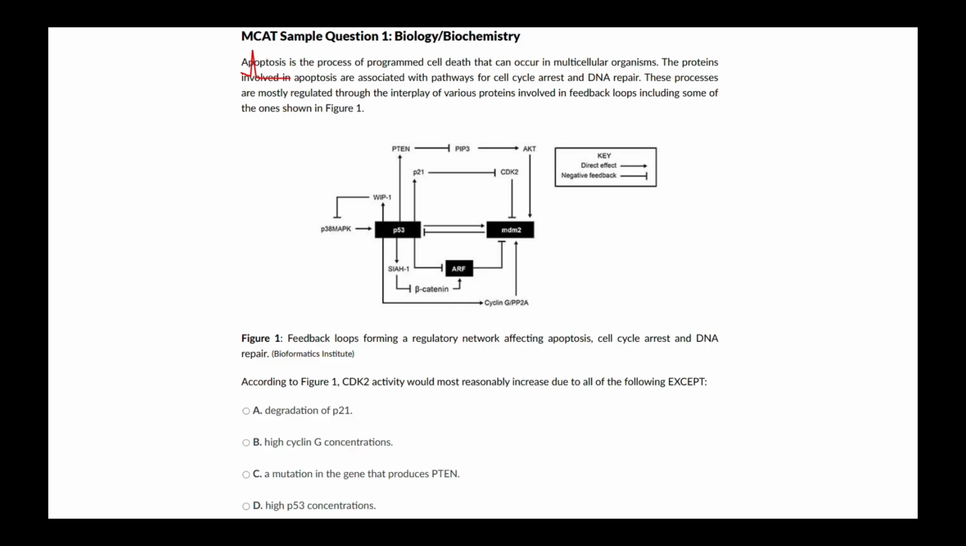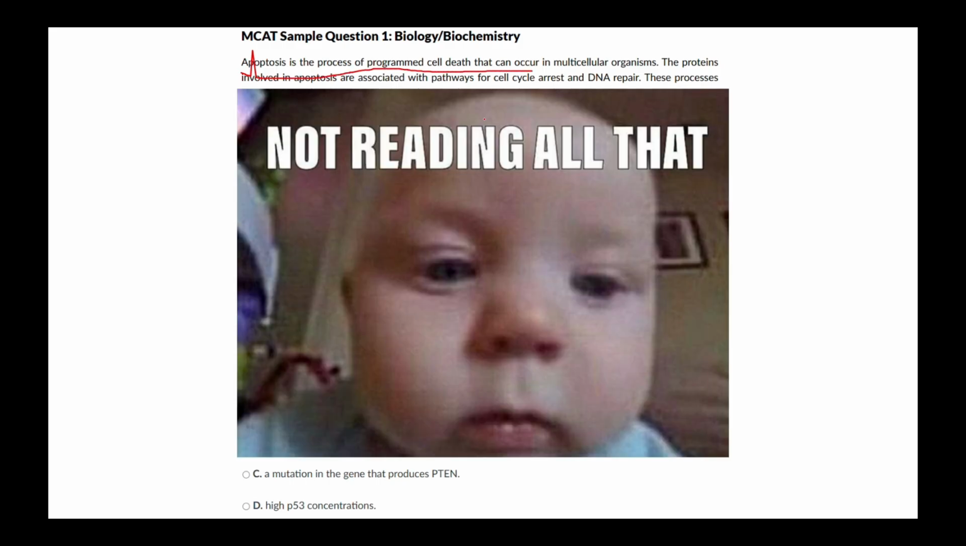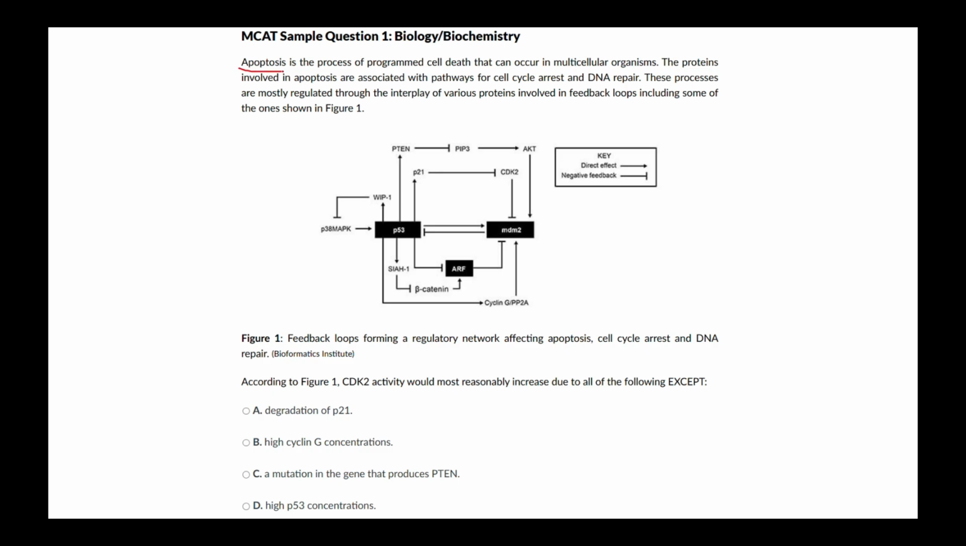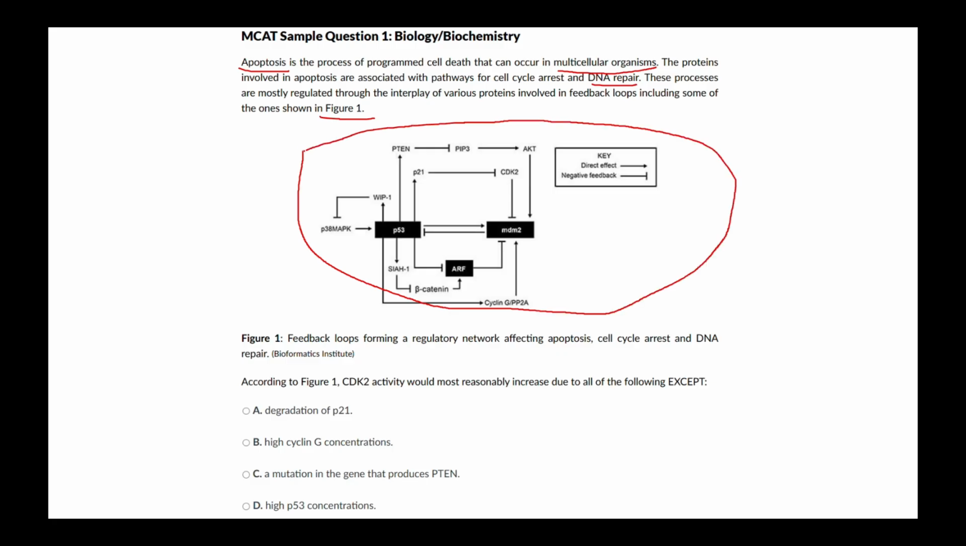So let's get into question 1. Okay, so apoptosis program. Yeah, okay, not reading all that. Let's break it down real quick. So we're just going to skim over it and then pick out the important stuff. So apoptosis, multicellular organ, DNA repair, figure 1. Okay, so this right here is figure 1. Just mark that down, figure 1. And we'll actually look at the important thing, the question.